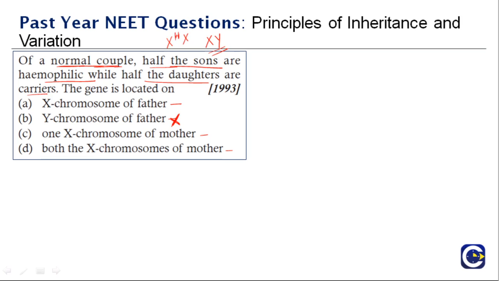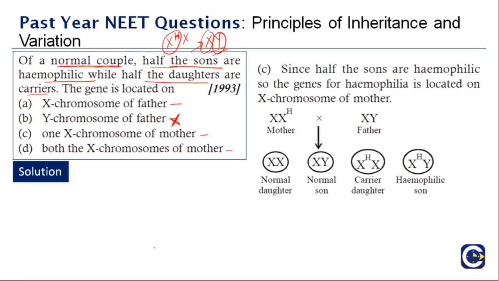Why will the mother be a carrier? So now half of the sons will take this and this, and therefore they will be hemophilic. But half the daughters will be only carriers because they will take the X chromosome from the father. If the father is normal, they will never pass on the disease to their daughters. The daughters will always be carriers in case of a recessive disease.